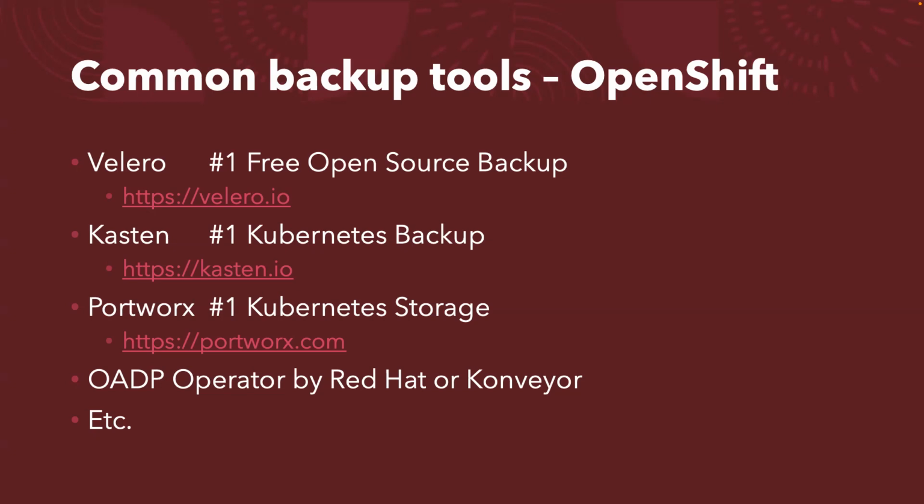On the bottom of the screen, I listed the OADP operator by Red Hat, or by Konveyor. Behind the scenes, both of these are using Velero. OADP is the OpenShift API for Data Protection. It's one of the operators you can deploy easily from the OpenShift Web Console. I'm going to show you later.